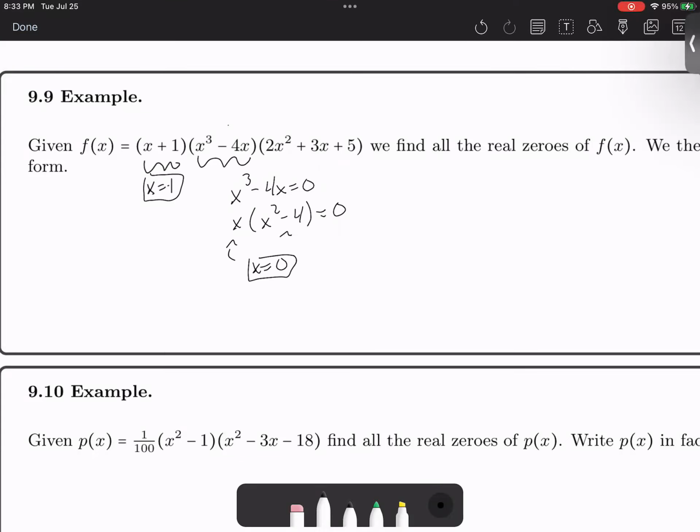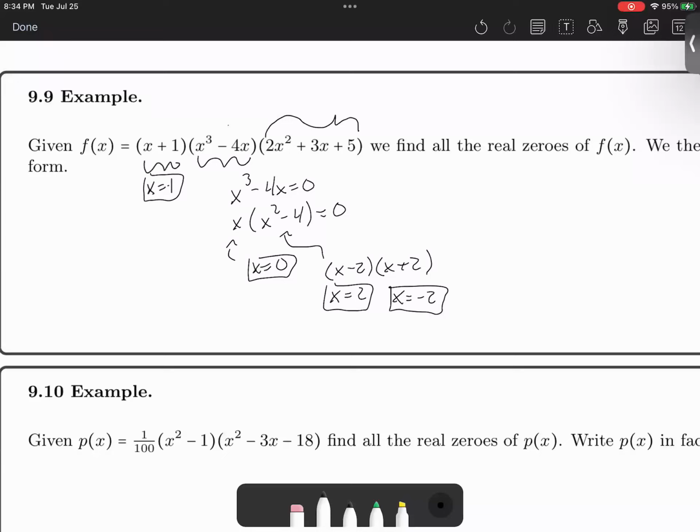And then this factor is going to give us 2 more zeros, because I can factor x squared minus 4 as x minus 2, x plus 2. So x is equal to 2, and x is equal to minus 2. Okay, so far we have 4 zeros. And we've talked about everything except for this factor here.